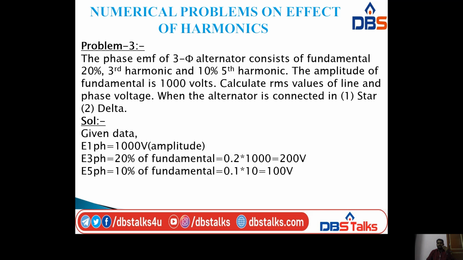So from the problem, I am taking the given data, that is E1 phase is equal to 1000 volts. That is the amplitude of fundamental is 1000 volts, that is E1 phase, and E3 phase is 20% of fundamental, that is 0.2 into 1000, that is equal to 200 volts, and fifth harmonic 10%, that is E5 phase is equal to 10% of fundamental, that is equal to 0.1 into fundamental value 1000, that is equal to 100 volts.